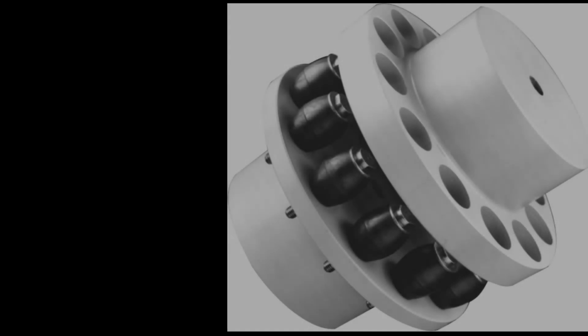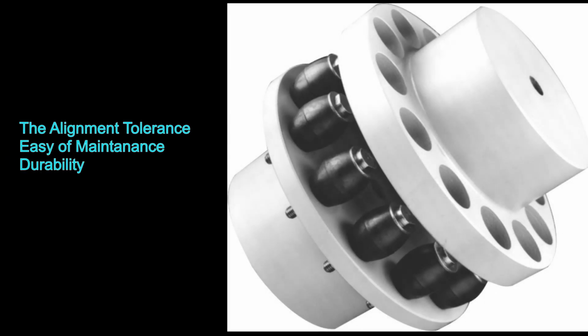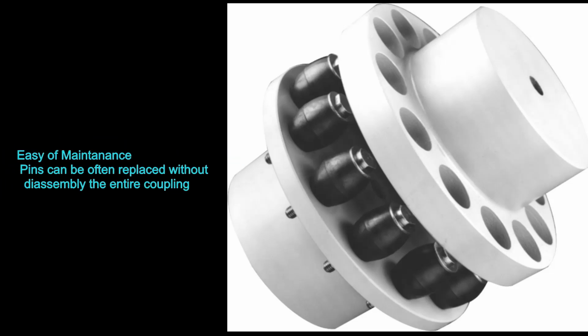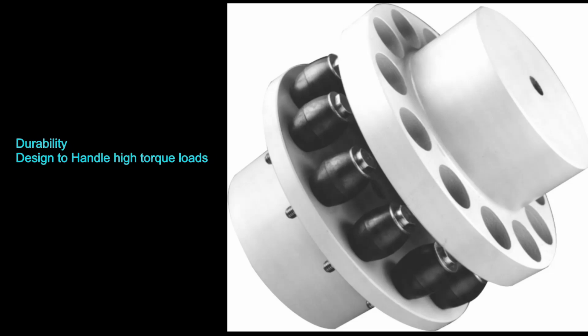The major advantages of a bush-to-pin flange coupling are alignment tolerance, ease of maintenance, and durability. When it comes to alignment tolerance, it can accommodate misalignment between the shafts. And ease of maintenance: pins can often be replaced without disassembling the entire coupling. The durability: it is designed to handle high torque loads.